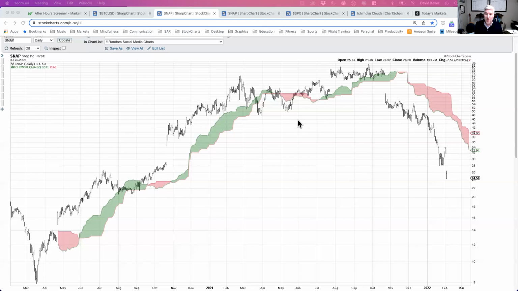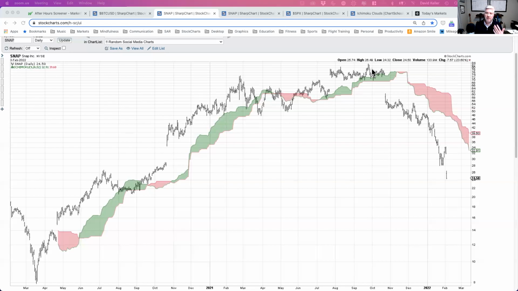Now, it's also worth noting that when you're above the cloud, you often find support at the cloud. You can see that here on Snap. Here in early 2021, you broke through it a couple of times in March when it entered more of a consolidation range. But you also see it bounced off of it a number of times in September and October of last year before the big gap below the cloud.